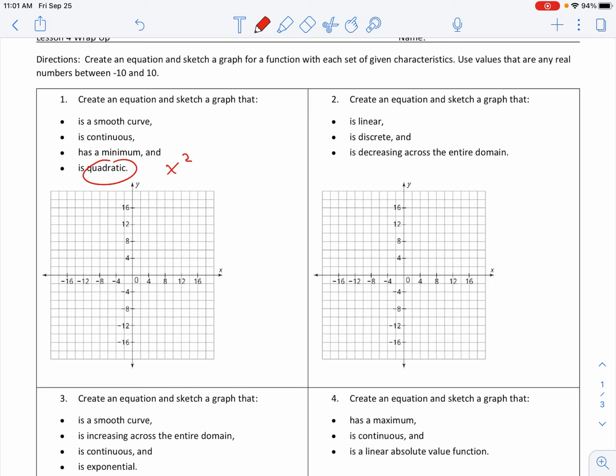It's a minimum, so quadratic is x squared, that is U-shaped, okay? Looking like this. It has to be a minimum, so I want to create a quadratic that's like that. Also, it's continuous, so I want to put together something that is x squared and a minimum, and it's continuous. So again, looking back at your notes of what we've done, just kind of play around with it. Use your graphing calculator, punch in something that's going to meet that requirement.